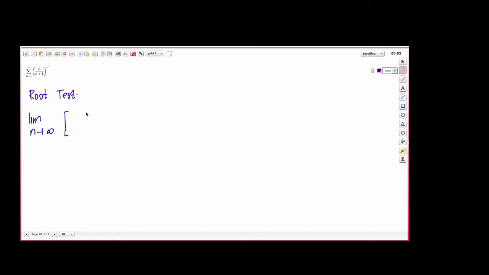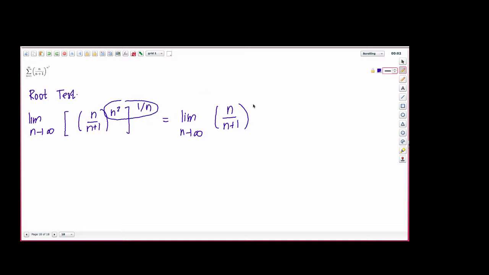terms of our series. So in this case, it's (n over n plus 1 to the n squared), all to the 1 over n power. So we remember that our exponents multiply here, so we get the limit as n goes to infinity of n over n plus 1, and then these exponents multiply, so n squared times 1 over n just gives us a single n. Now as n goes to infinity, n over n plus 1 goes to 1, and then our exponent n is going to infinity. So this looks like 1 to the infinity, which is one of our indeterminate forms.